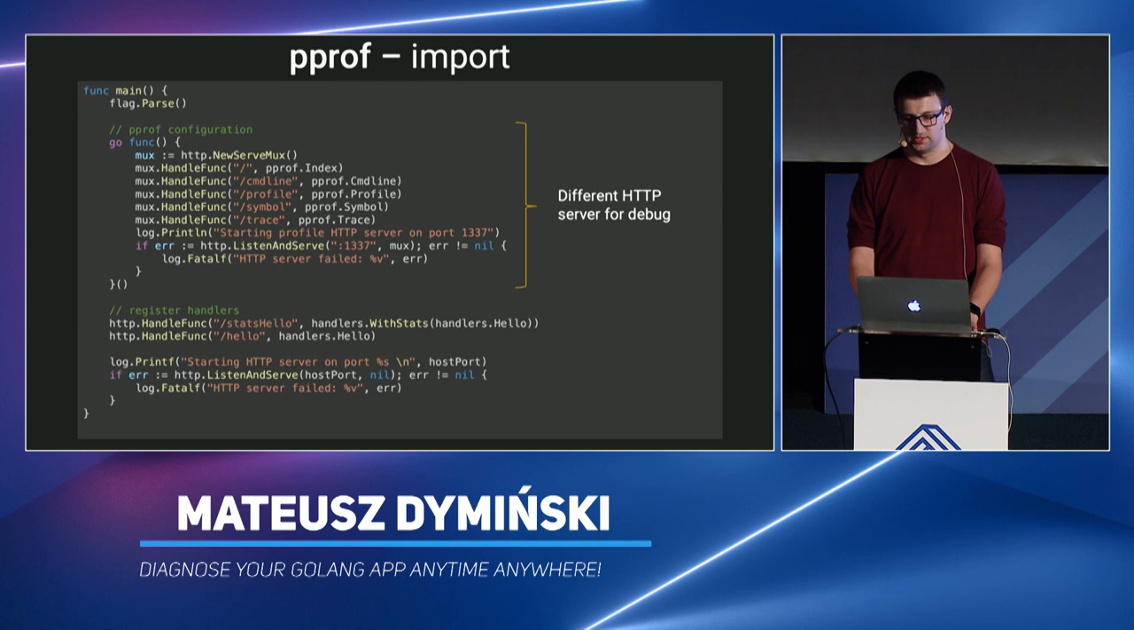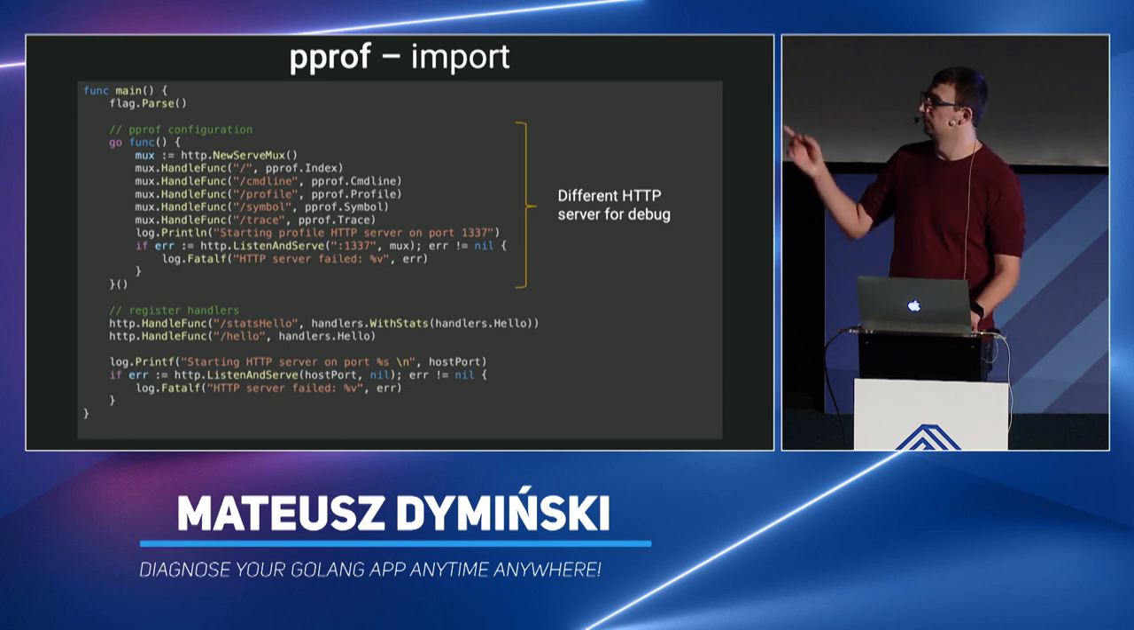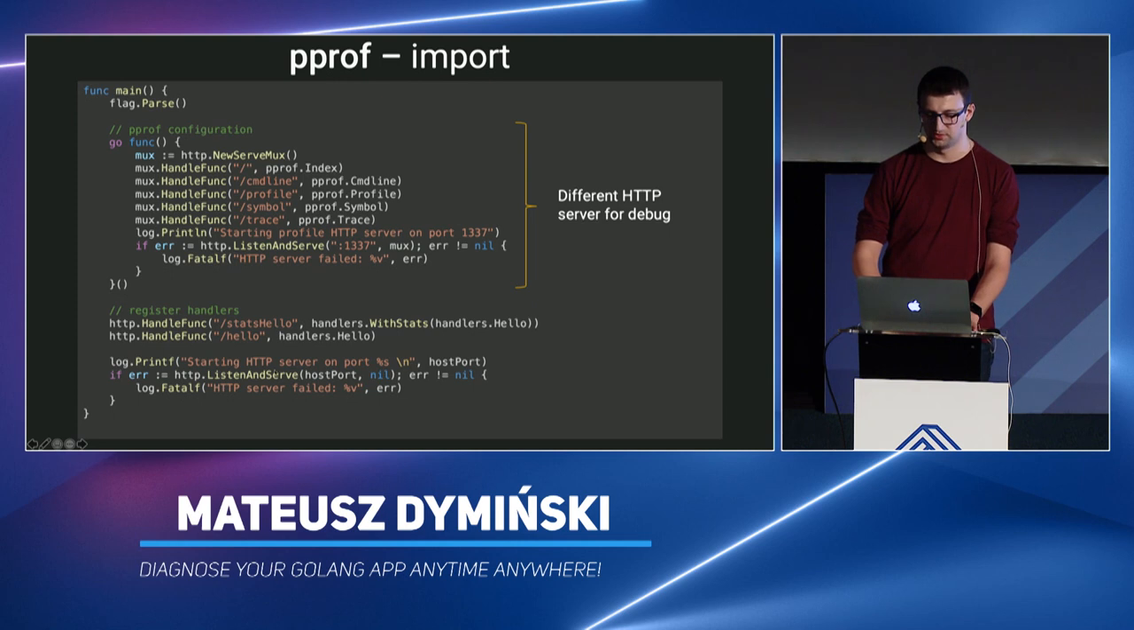Okay, so here is an example of how we can do that. We are running in a new Go routine, so it's like another server, and we are serving all the critical pprof profiling on a different port than the main one. The pprof is run on this port 1337, which is here, and the business logic of our application is run on a different one, and usually you are exposing just the second one, like 8080 or something.